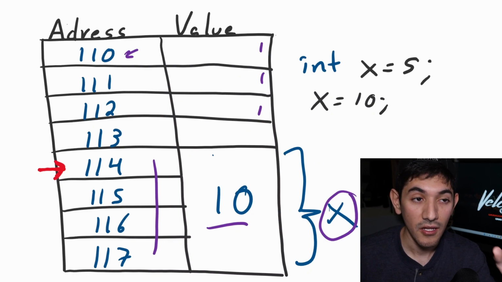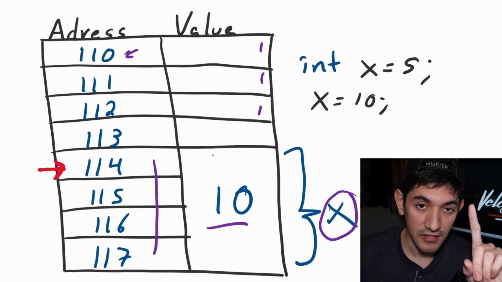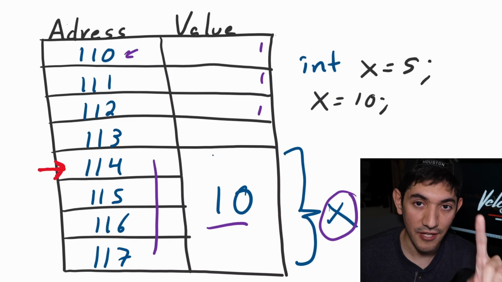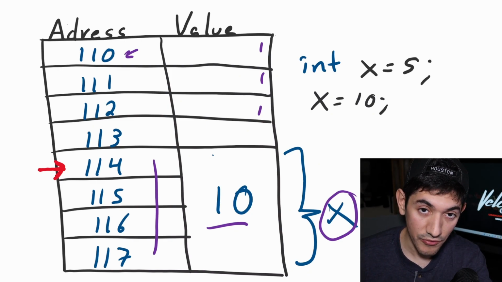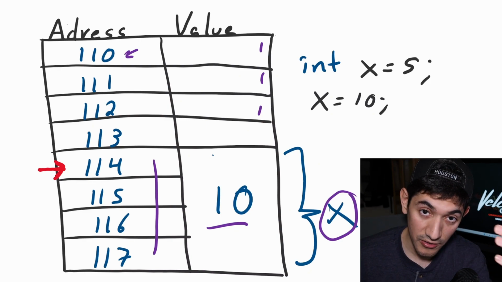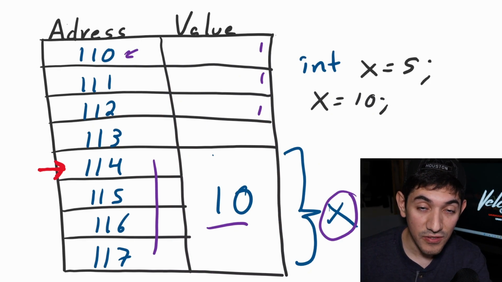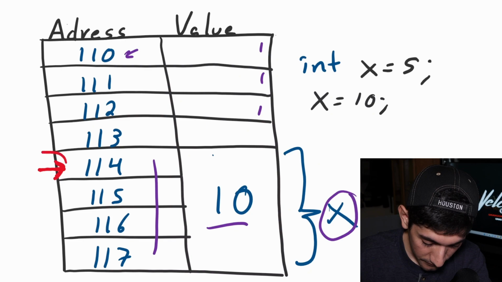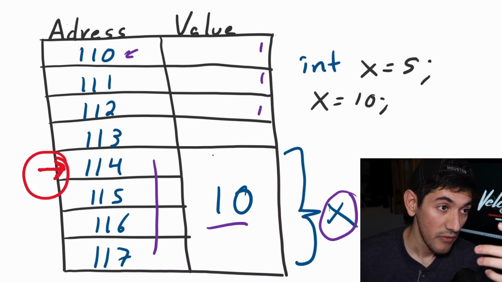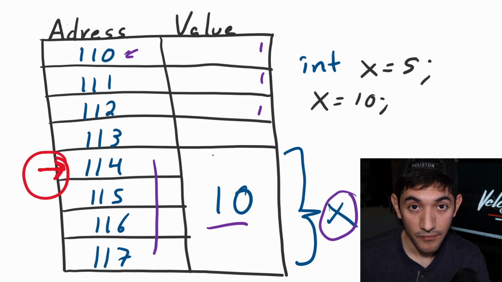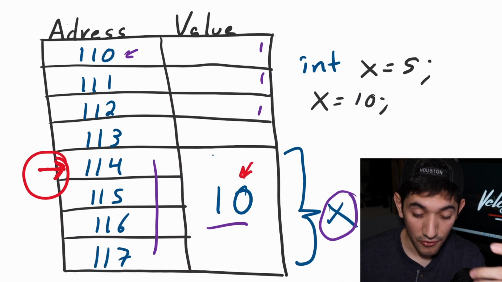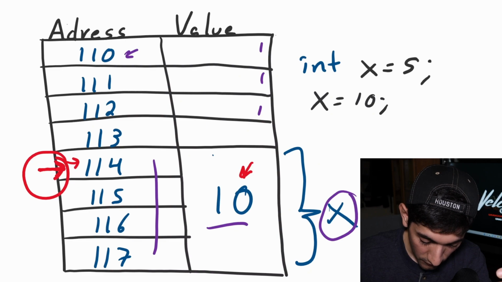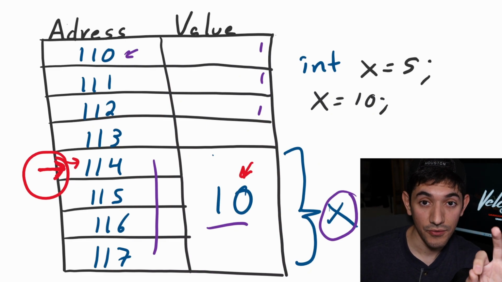And the standard is that whichever is the first address that the variable occupies, that is the address of the variable. So even though the variable X occupies 114, 115, 116, and 117, the address of X is going to be 114. So X, which is an integer variable, holds the value 10, right? Integer variable, and it is located in position number 114. Okay, that's what you need to know about memory.